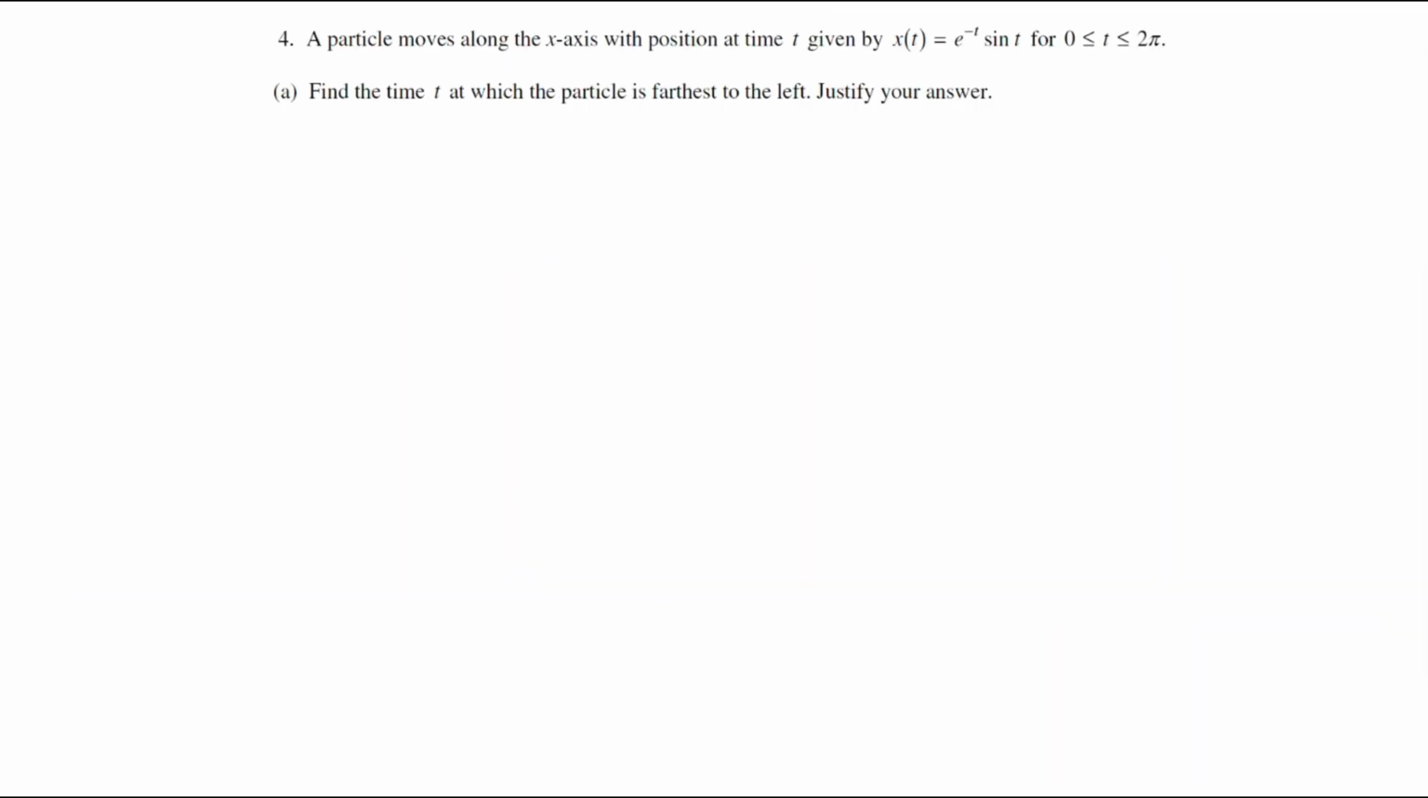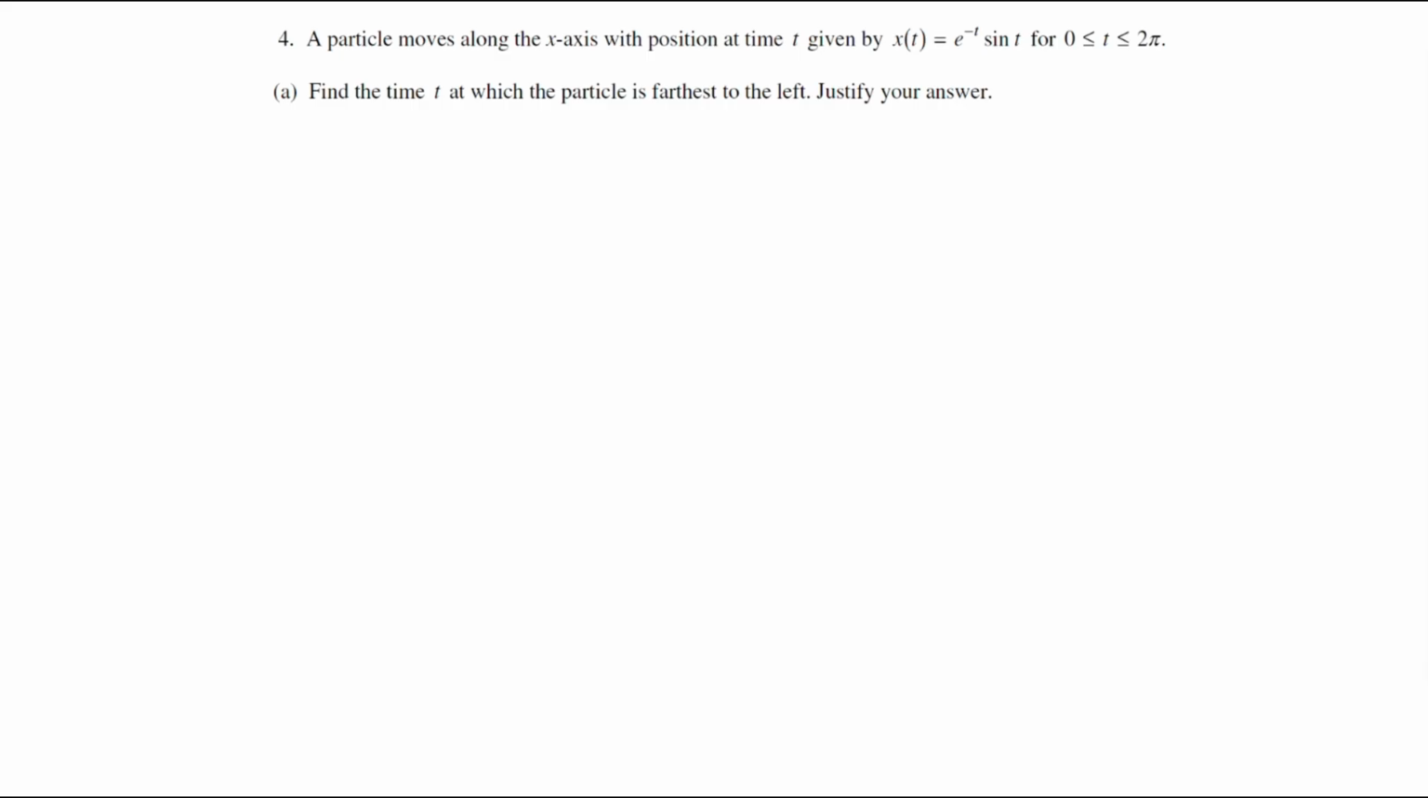All right, this is question number 4 from the 2007 AP Calculus AB exam. It's a motion FRQ, and we're given a particle moving along the x-axis with its position at t given by x of t is e to the negative t sine t, from 0 to 2 pi. And we want to find the time at which the particle is farthest to the left here. So in order to figure out when it's farthest to the left, we first need to figure out what its velocity function is, right? Because we can see when it's moving to the left and to the right and determine when it might be farthest to the left.